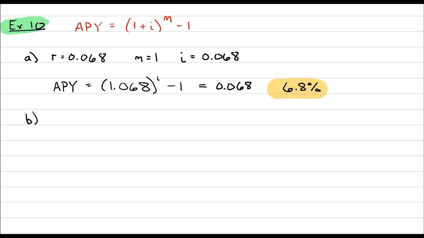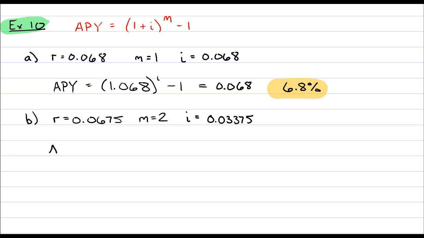In Part B, the rate we're using is 6.75%, but we're compounding semi-annually. So I need to find out what my semi-annual rate is. I take 0.0675 and divide by 2, and that's going to give me 0.03375.